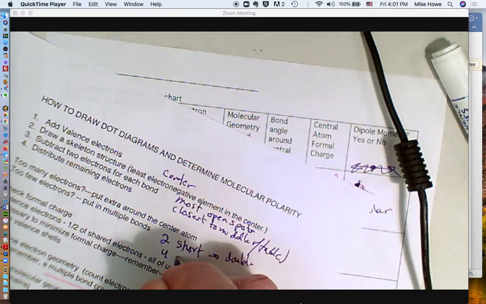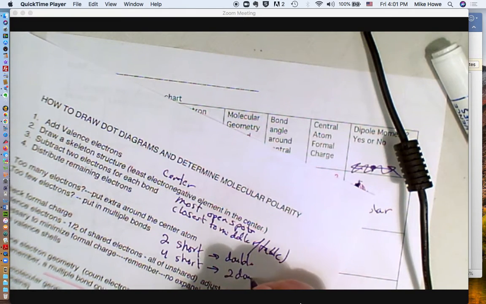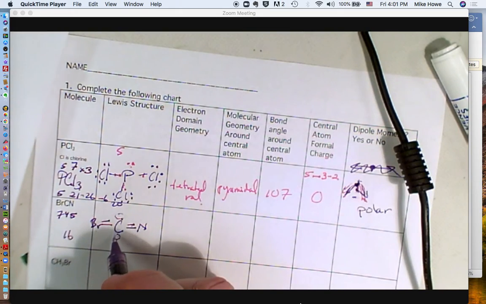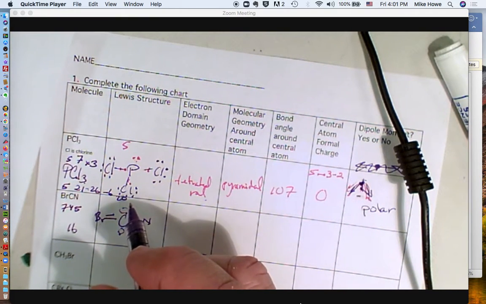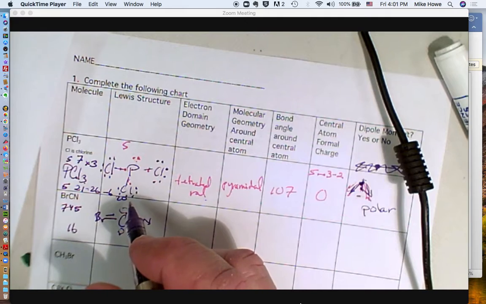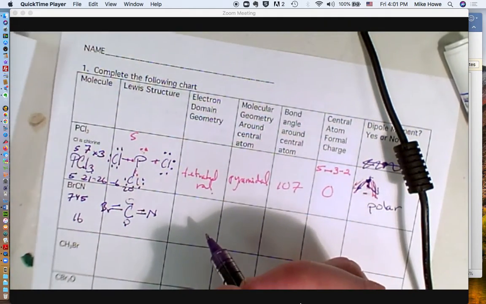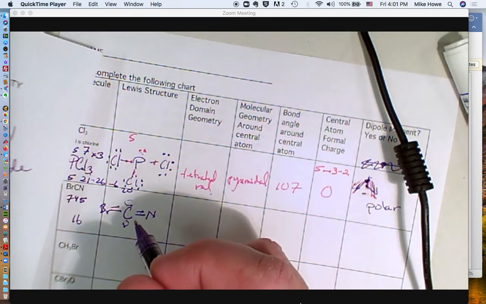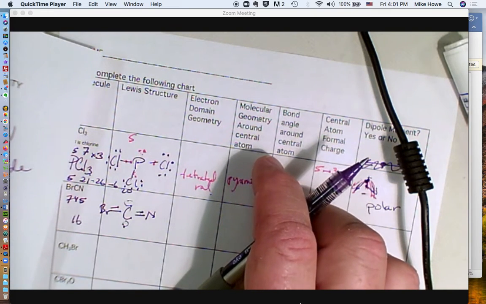If you're 4 short, you have 2 doubles or a triple. In this case, we were 4 short because I needed 2 here and 2 there. All right, now what we're going to have to do, I'm going to have to pause just for a second.